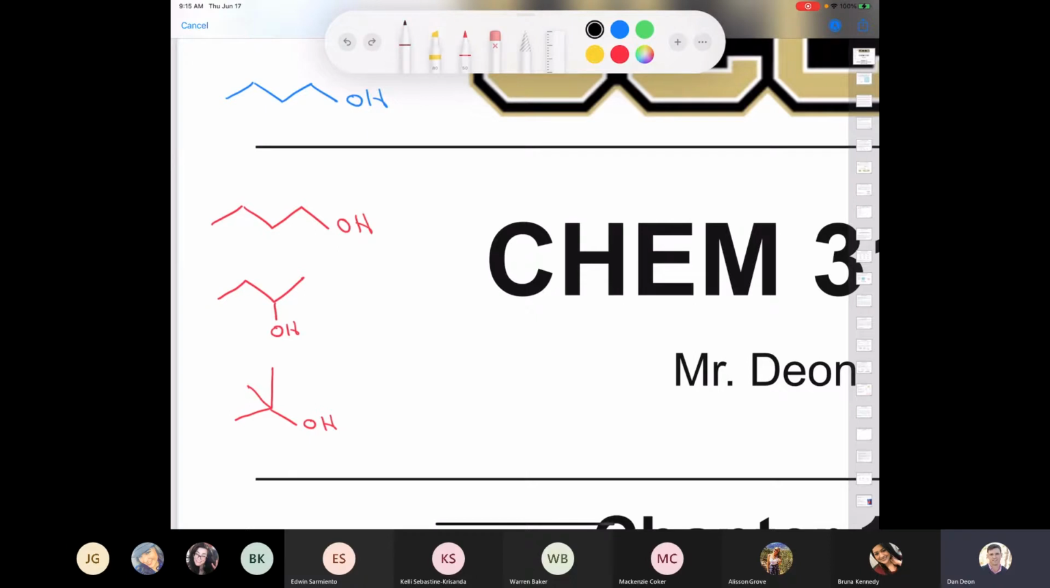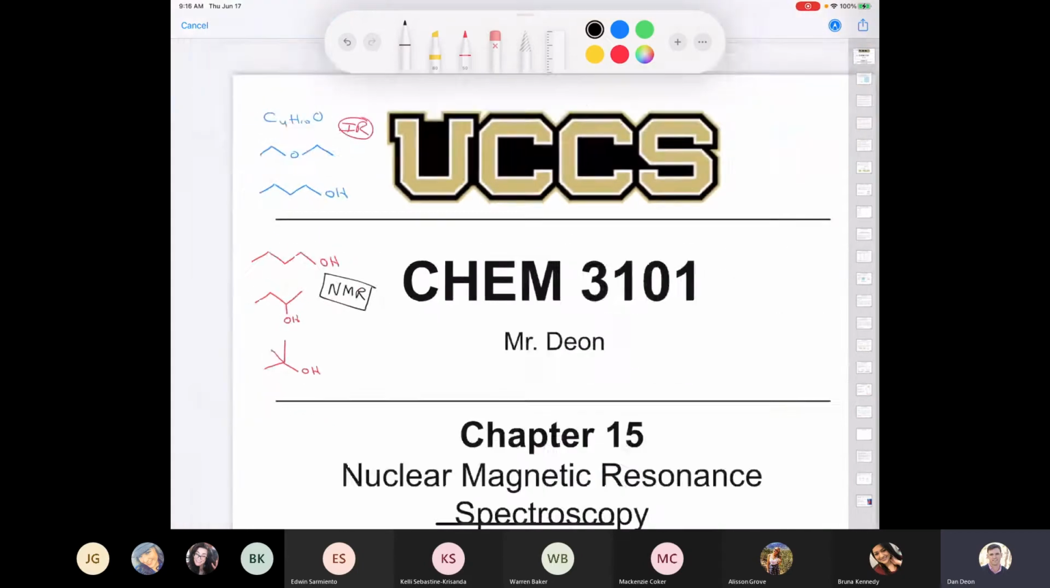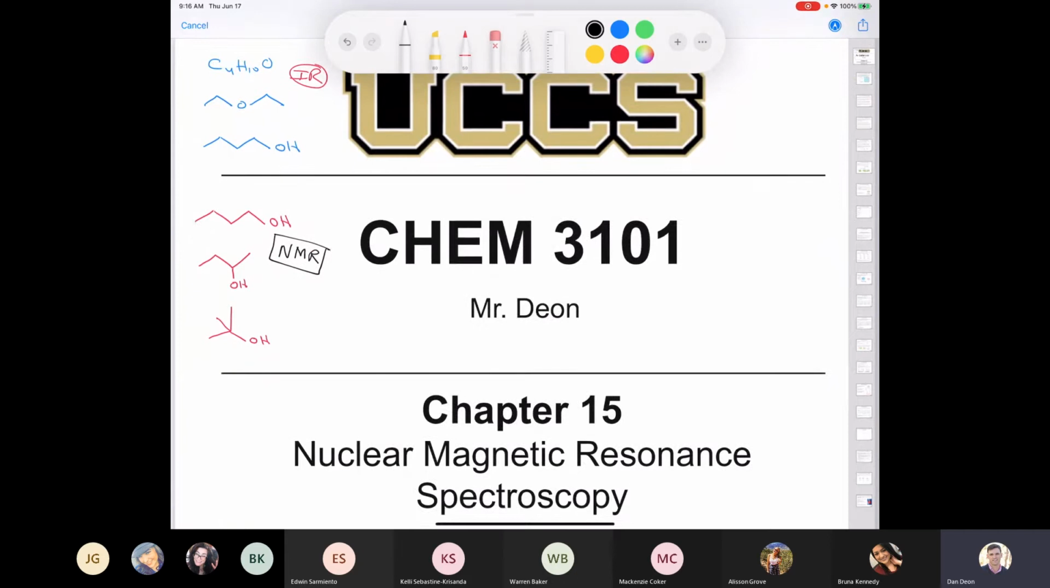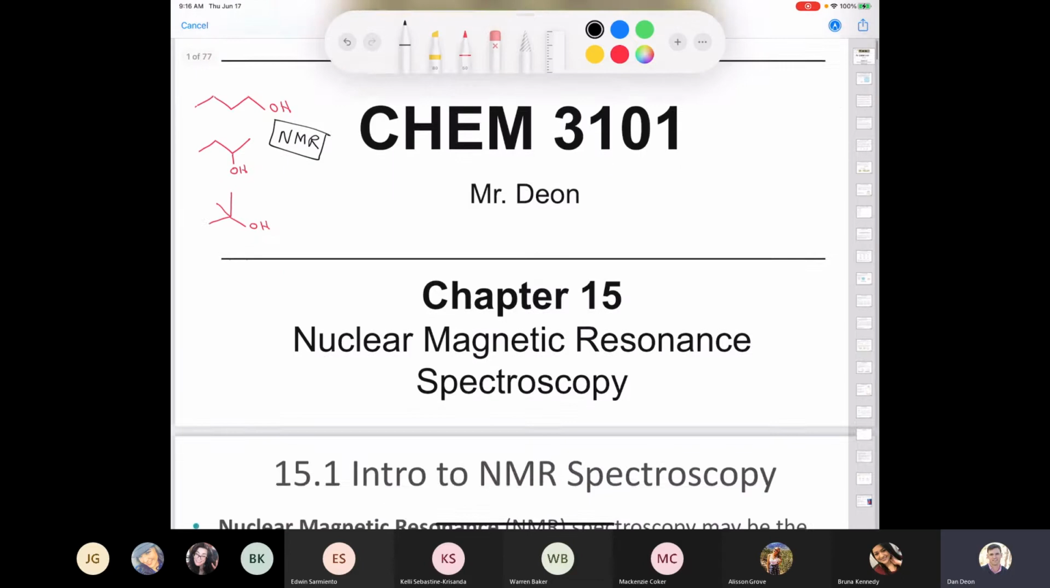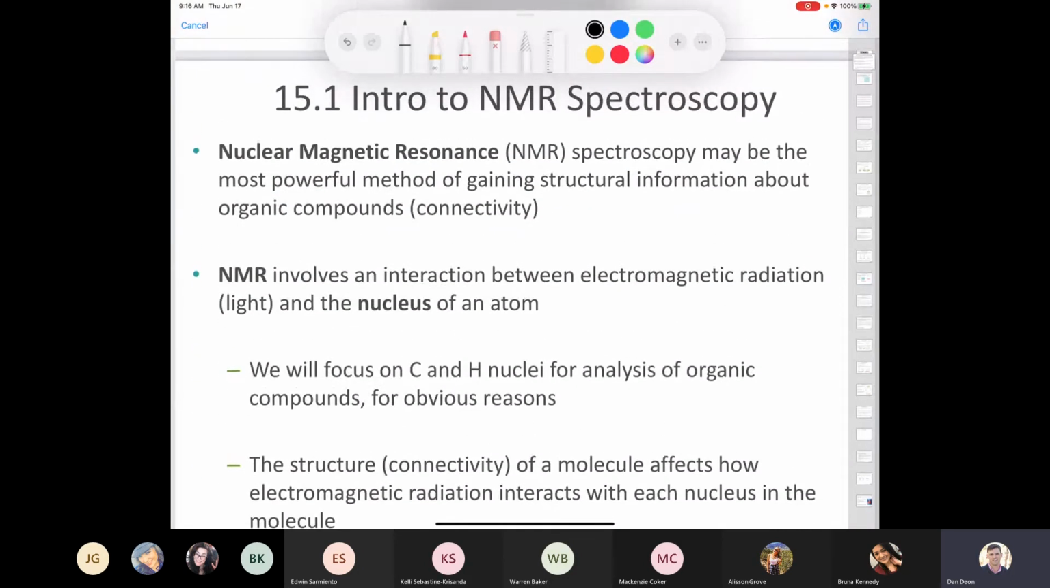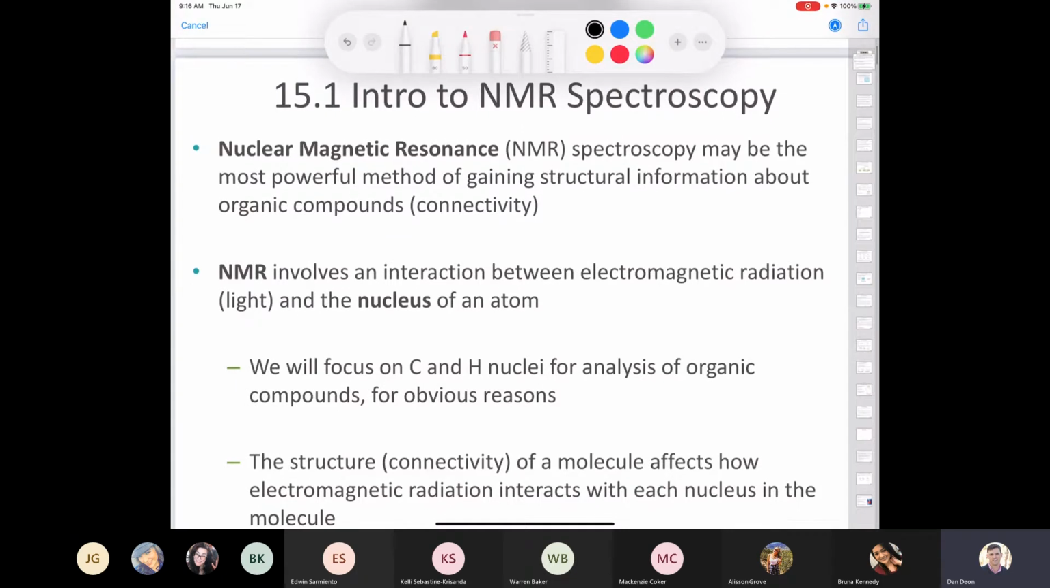And that's the whole point behind nuclear magnetic resonance spectroscopy, is that we could very quickly use NMR to differentiate between these 3 compounds because their connectivity is different. And that's what we're going to do, is we're going to learn how to differentiate between molecules like that using the technique of nuclear magnetic resonance spectroscopy. So NMR, as I mentioned to you before I started recording this video, is probably the most powerful method that we have to gain structural information about organic compounds.